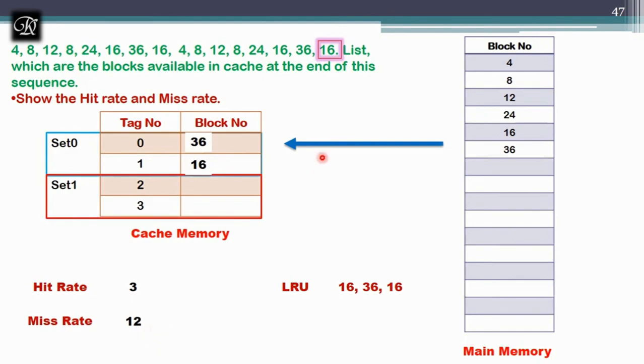Now the last call is for 16. 16 is already there in the cache, no need to replace. What we have to do here is just increase the hit rate. Now we can see that with the help of set associative mapping, how many comparisons was I doing? Only 2 comparators are required, 0 and 1.